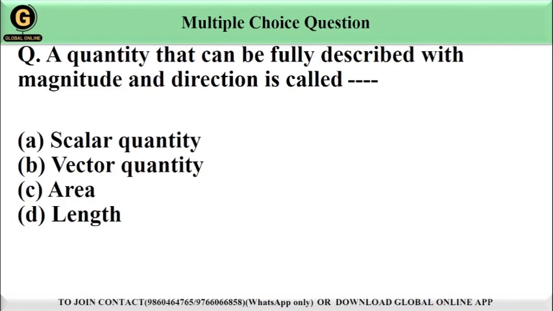Examples include force, velocity and displacement. In contrast, scalar quantities have only magnitude and no direction, such as mass and temperature. Area and length are scalar quantities, not vectors. So the correct answer among the options will be option B, vector quantity.